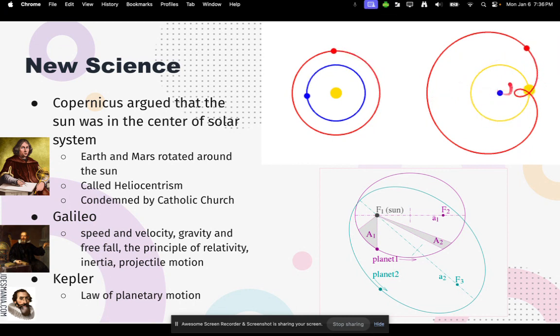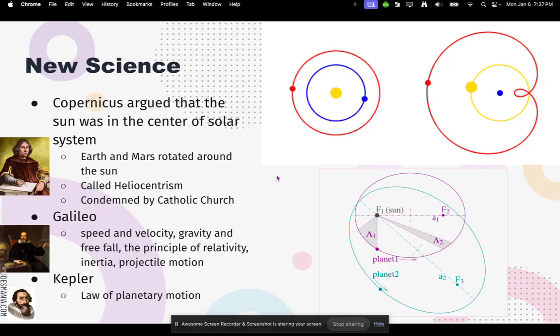They thought that the Earth, which is represented by the blue dot, was in the center of the solar system. And then the sun and Mars, which does a little loop-de-loop, would revolve around the Earth. But in reality, the sun was in the center of the solar system, and Earth and Mars rotated around the sun. This is also called heliocentrism, and it was condemned by the Catholic Church, meaning the Catholic Church did not approve of it.